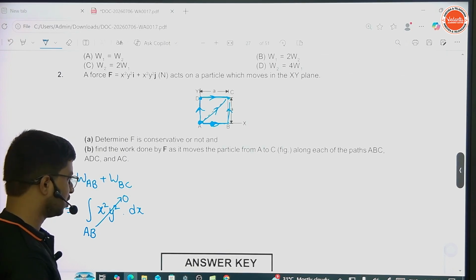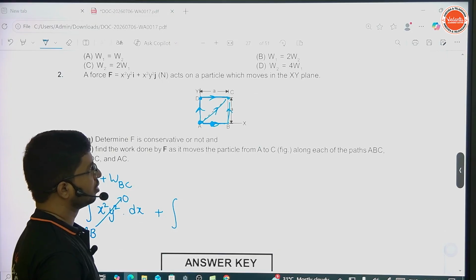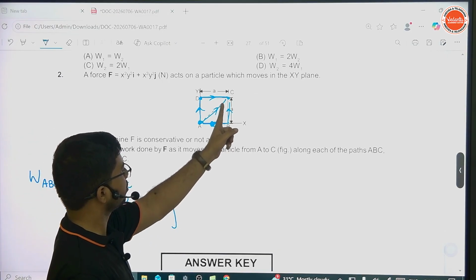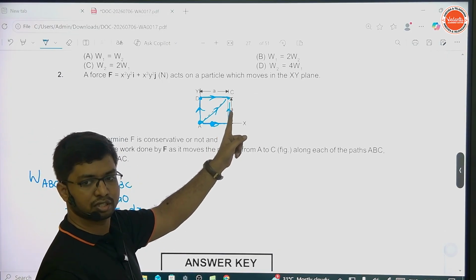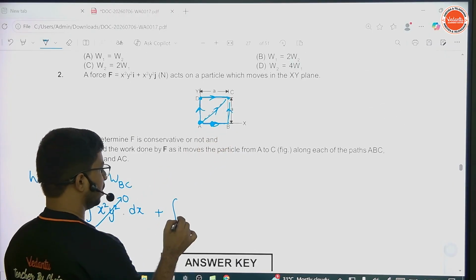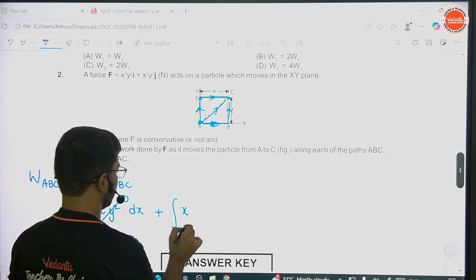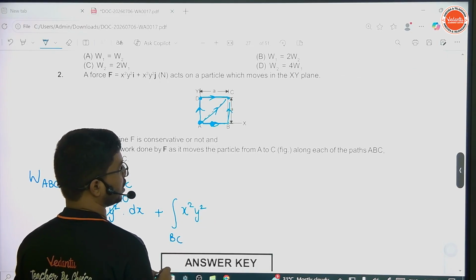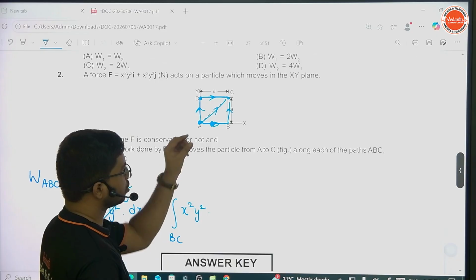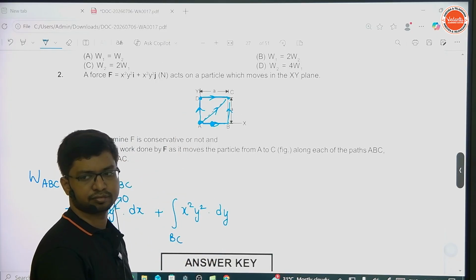Understood? Right? Now let us look at the BC path. For the BC path, what is the component of the force along BC? Again x square y square. Correct or not? Right? Again, this is along the BC path. So it is x square y square into displacement. I should write it as dy over here.